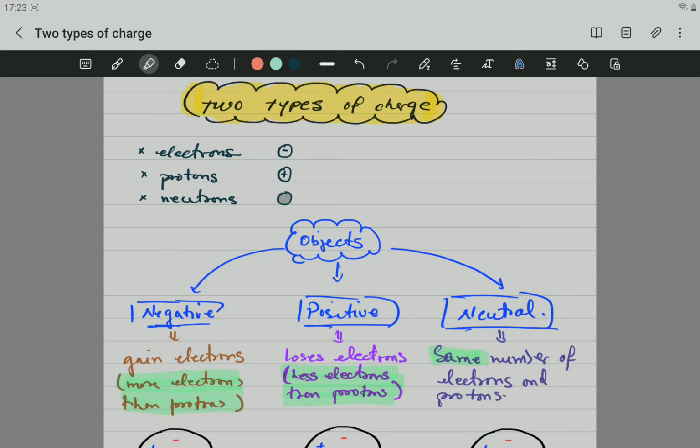As requested by some learners, we're going to be talking about two types of charge. Some of this work was done in previous grades, but let's go through it. You will see it's not that hard.